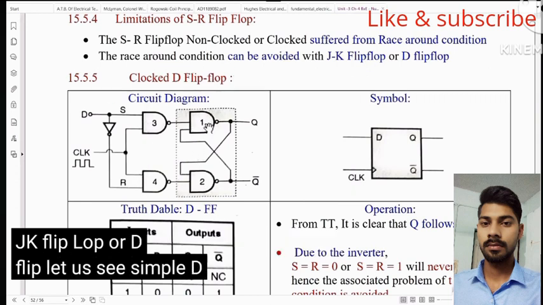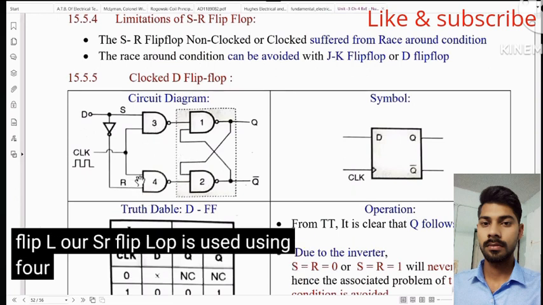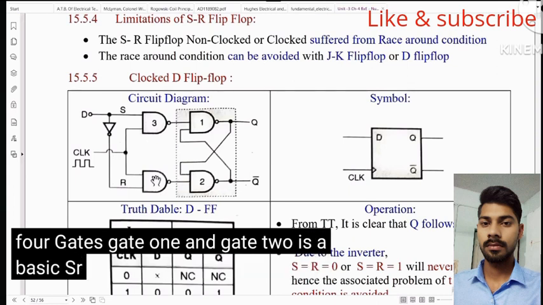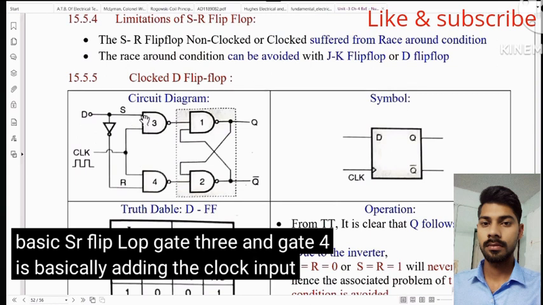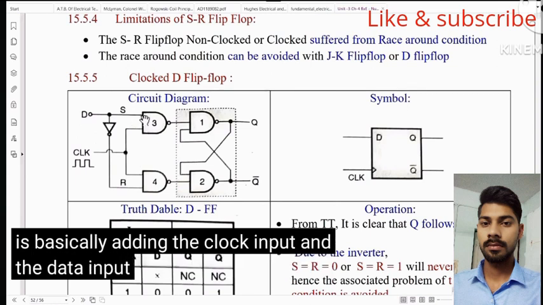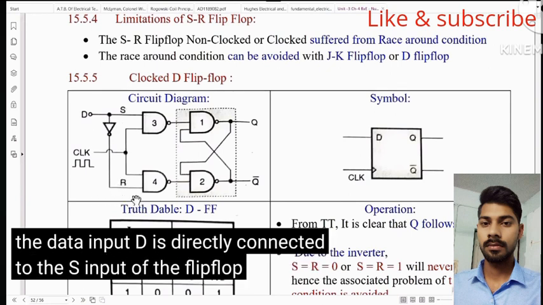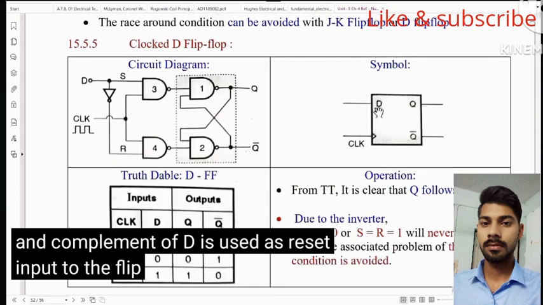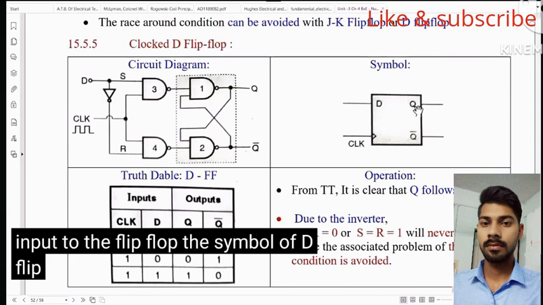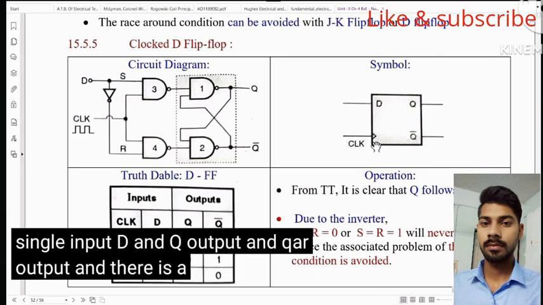Let us see the simple D flip-flop. In the D flip-flop, an SR flip-flop is used with 4 gates. Gate 1 and gate 2 form a basic SR flip-flop. Gate 3 and gate 4 basically add the clock input, and the data input D is directly connected to the S input of the flip-flop circuit, and the complement of D is used as reset input to the flip-flop. The symbol of D flip-flop is shown here. There is a single input D, a Q output and Q bar output, and there is a clock.